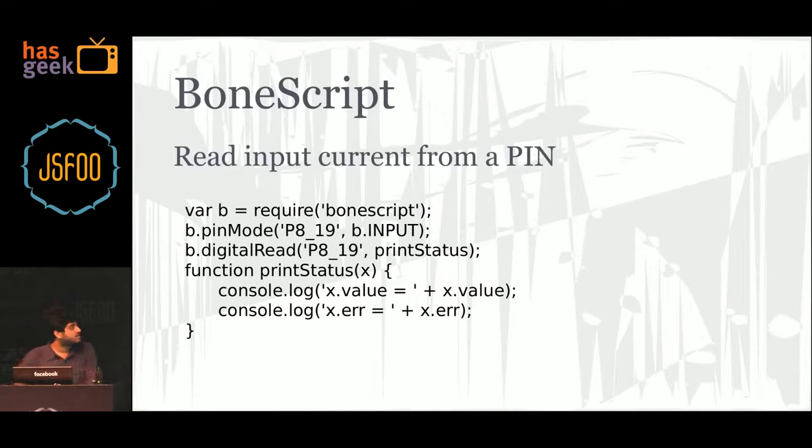And similarly, this is how you read the current that is available on the pin. Here we are not using USR 0 because USR is basically an LED. In this pin mode I set input, and after reading, the callback function prints whatever value of current is available on that particular pin.